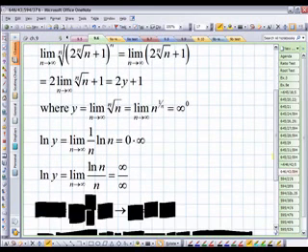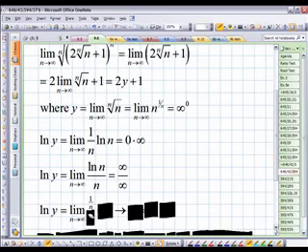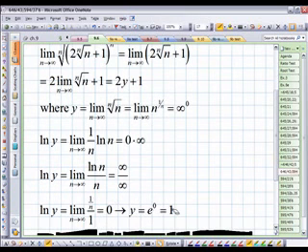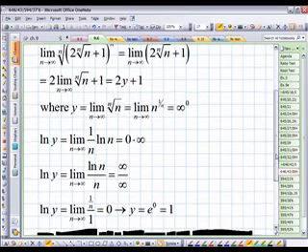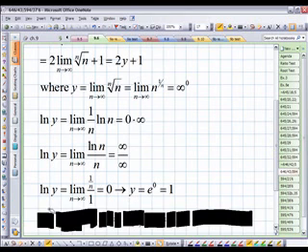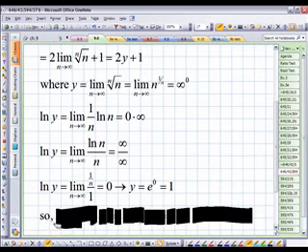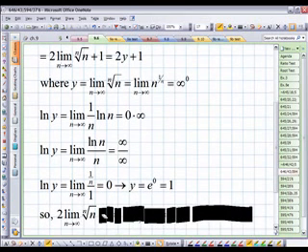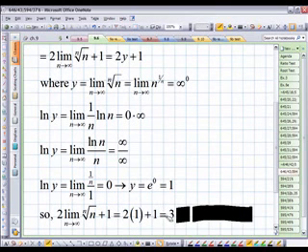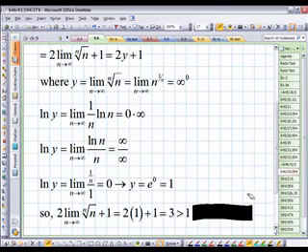We'll take the derivative of the top and the bottom. So derivative of ln n is 1 over n. Derivative of n is 1. Plug in infinity and you get 0. So ln y is equal to 0. So therefore y is e to the 0. So now we finally have y as 1. I would go and plug it back up top. So that limit was equal to 1. So therefore, this expression here is 2 times 1 plus 1, which is obviously bigger than 1. So therefore, the original series diverges by the root test.